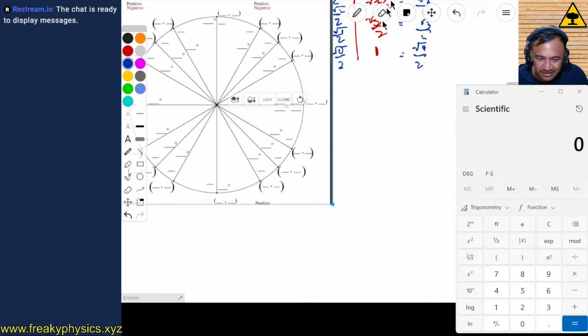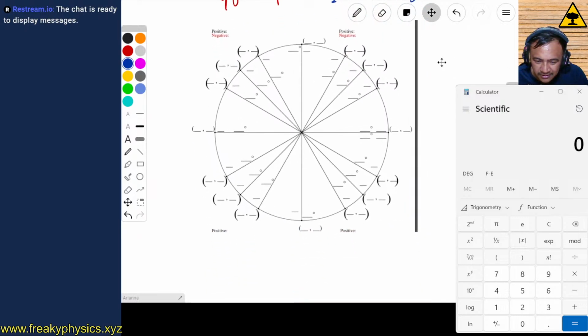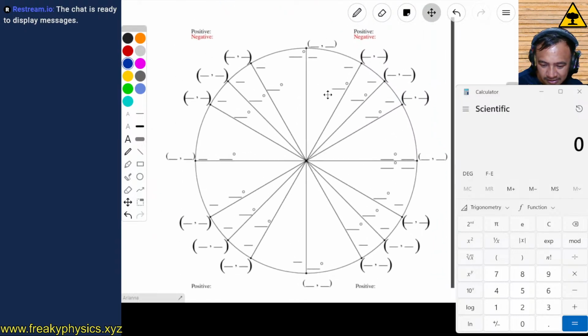This time around, since you already know the values, let's just write them up, right? And zoom in a bit.